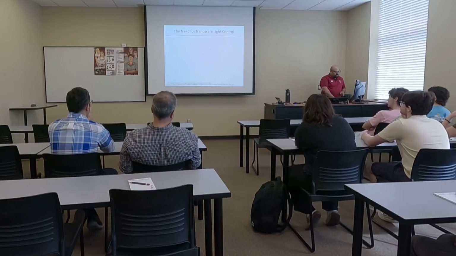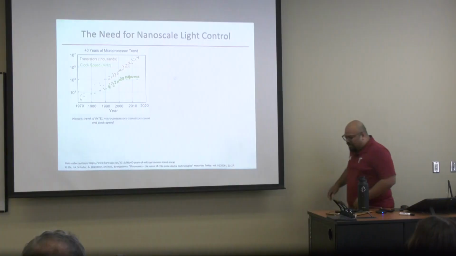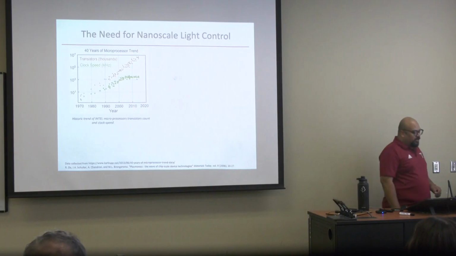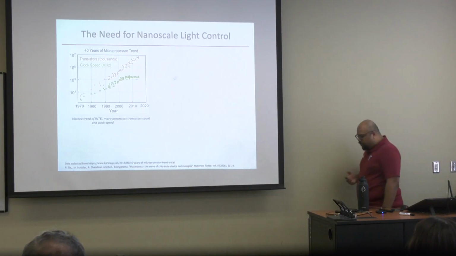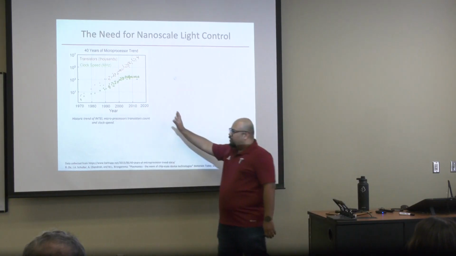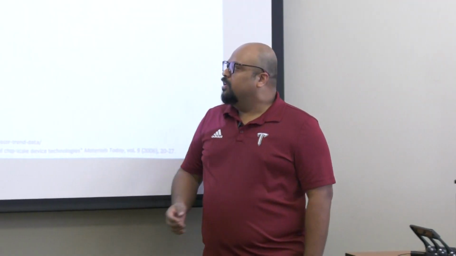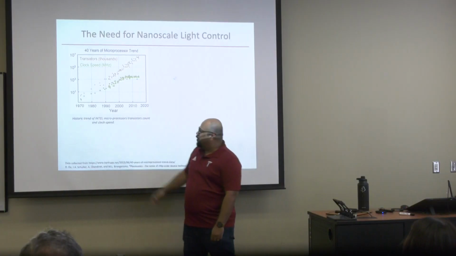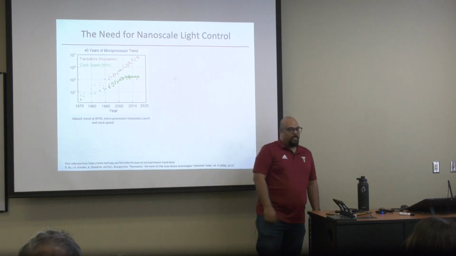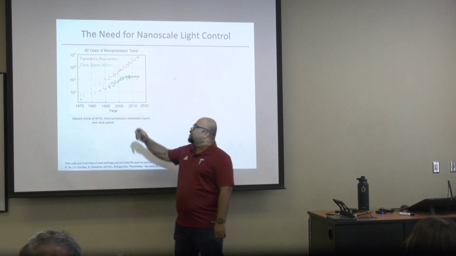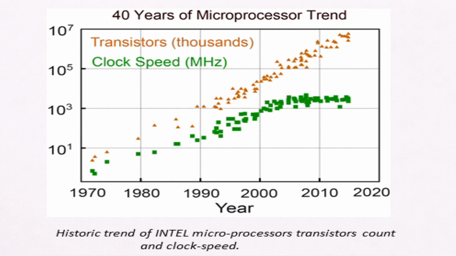So now, basically, what is the need for all this nanoscale light control and high-level engineering of optics? One application to look at is the clock speed and transistor count on a microprocessor. This is the historical trend of Intel microprocessor transistor counts. The green dots are the clock speed, and the red or orange dots are the transistor count on a microprocessor.